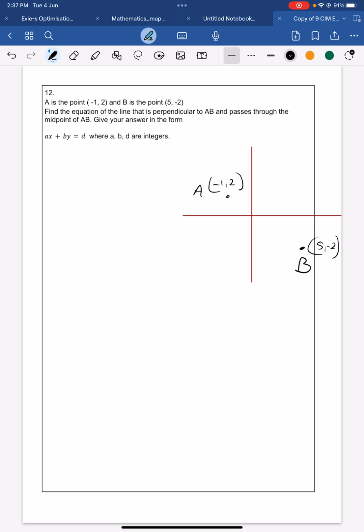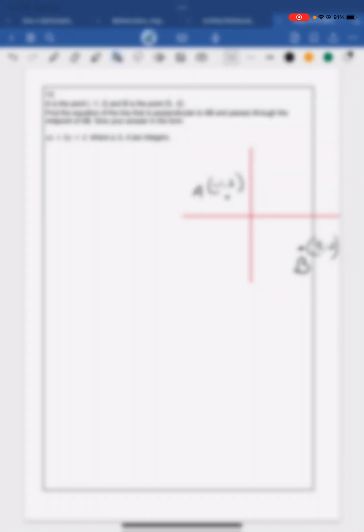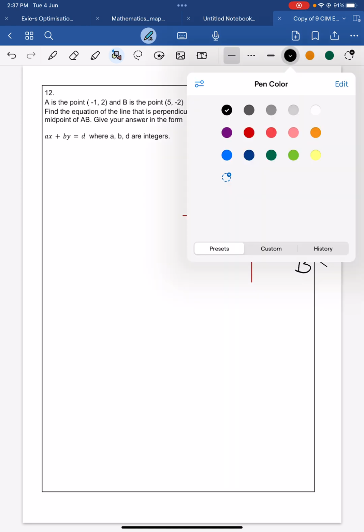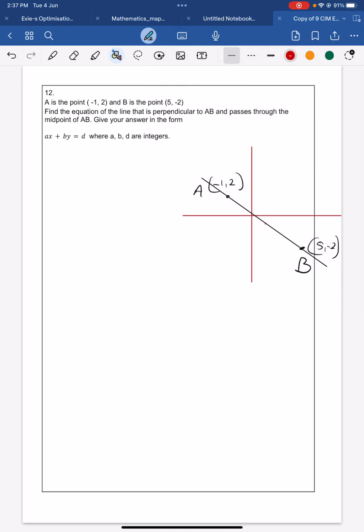All right, well, this I think is making more sense now. If I connect this, it's not to scale, but the idea is that we want to find the midpoint of AB, let's call that M. Then we find the equation of the line perpendicular. So basically, we want to find the equation of the green line. It might help to draw a little picture, even if it's not to scale.